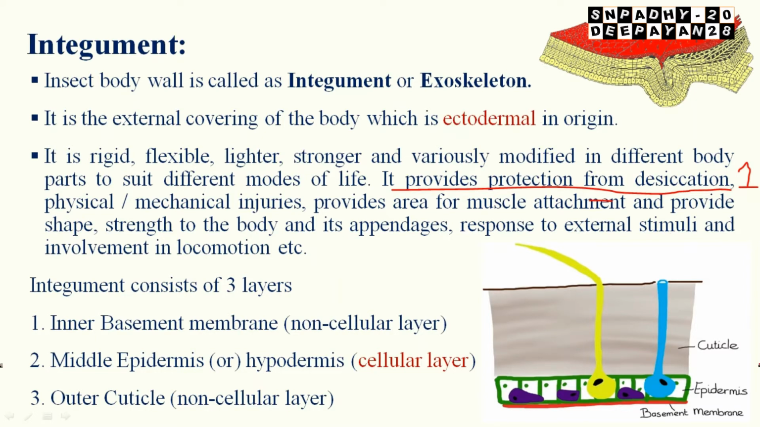Second point is they also provide protection from physical or mechanical injuries. Suppose one insect is moving, all those kinds of biotic and abiotic physical and mechanical injuries will be there for an organism. Those will be protected by this outer covering. Just like in human beings, our skin protects us from water loss, nutrient loss, and physical or mechanical injuries, so the integument does in the case of insects.